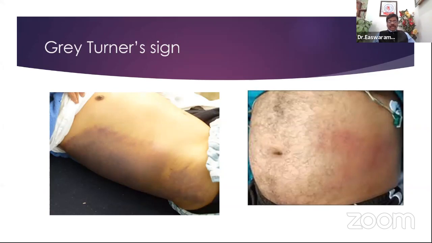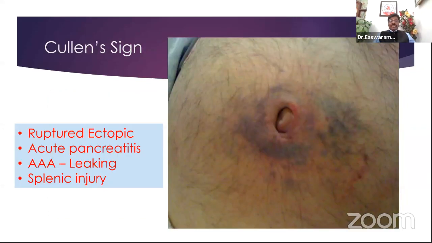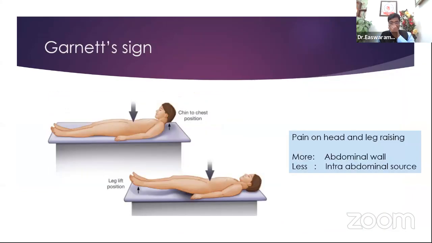Recollect, whenever they ask you about any sign, first define the sign and tell what are the conditions in which you will see that particular sign. So Grey Turner sign is an ecchymosis in the loin. It is seen in four different conditions like Cullen sign, namely acute pancreatitis, ectopic pregnancy, splenic injury, and leaking abdominal aortic aneurysm. In other words, these two signs can be present in any of these four or five conditions. They are not pathognomonic or specific to one particular condition, so they are not diagnostic of a particular condition. That you should recollect.